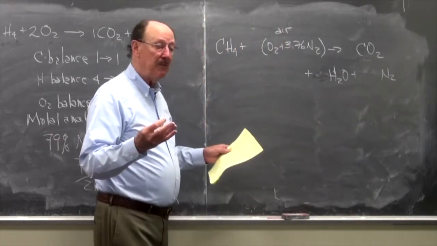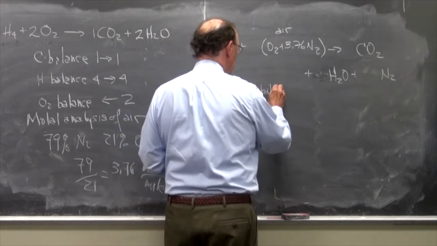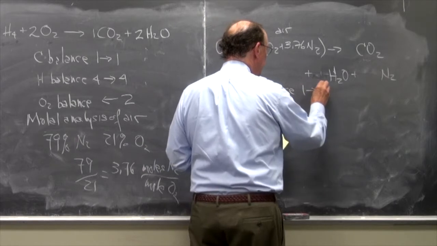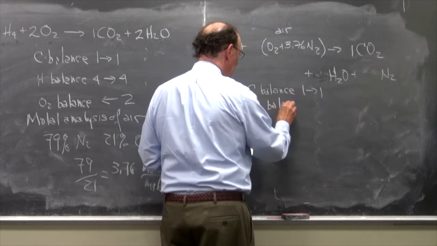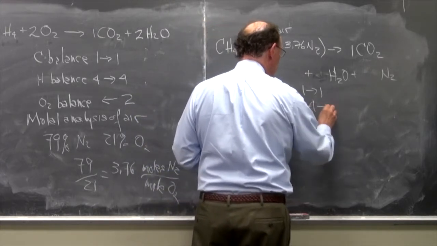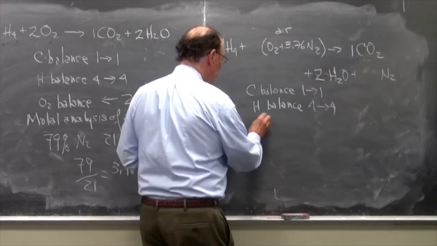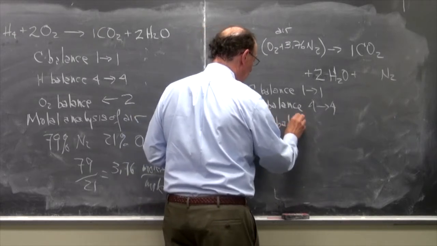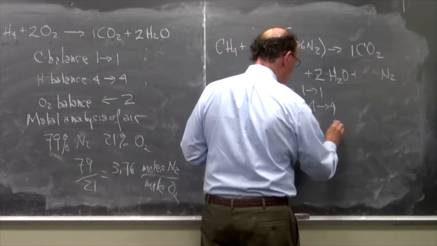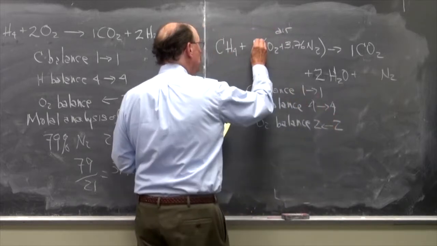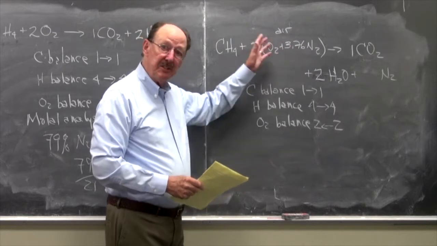I do the same thing that we did before. So I do a carbon balance: one yields one. I do a hydrogen balance: 4 yields 4, so I need a 2 in front of here. And now we're going to do the O2 balance. I have one O2 plus one more O2, so I have 2, and I need 2 here. So the 2 goes out in front. So then all the oxygen is used.